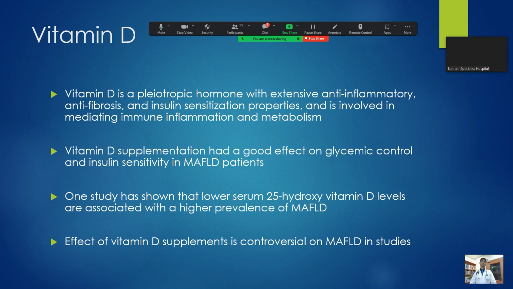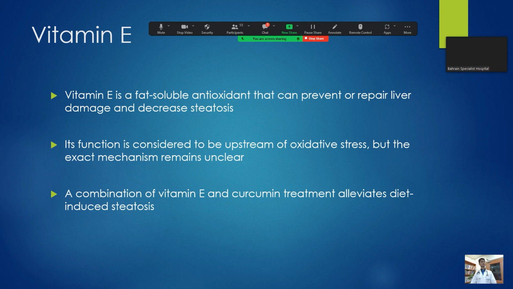Next, which nowadays we talk about very often, is vitamin D. Vitamin D is a pleiotropic hormone, like the same gene works for many things, with extensive anti-inflammatory, anti-fibrosis, and insulin sensitization properties. It has been seen that it mediates immune inflammation and metabolism. Vitamin D supplementation had a good effect on glycemic control and insulin sensitivity in MAFLD patients. But one study showed lower serum vitamin D levels are associated with higher prevalence of MAFLD, but supplementation of vitamin D didn't help. It's still under study.